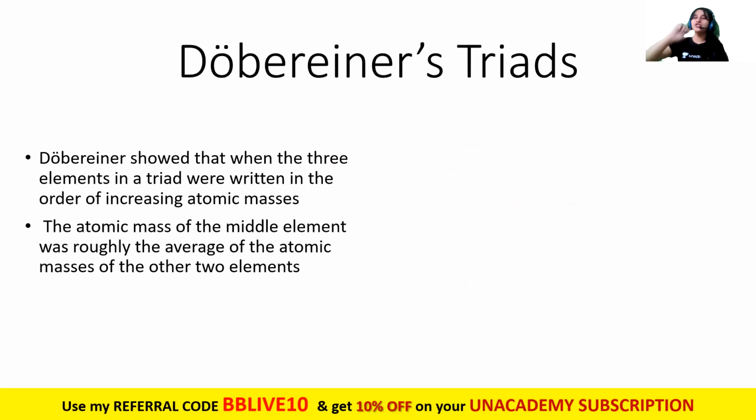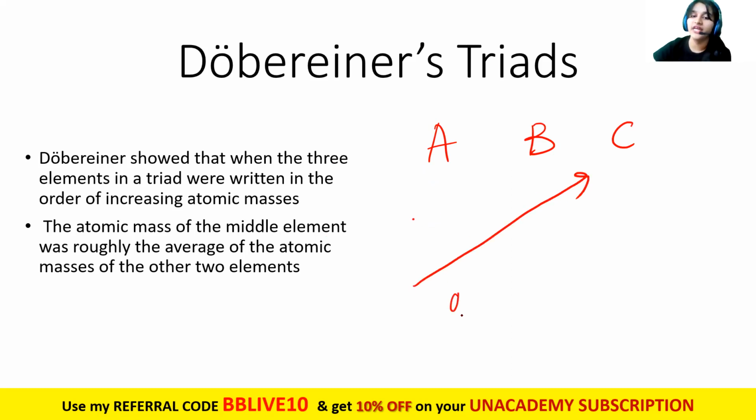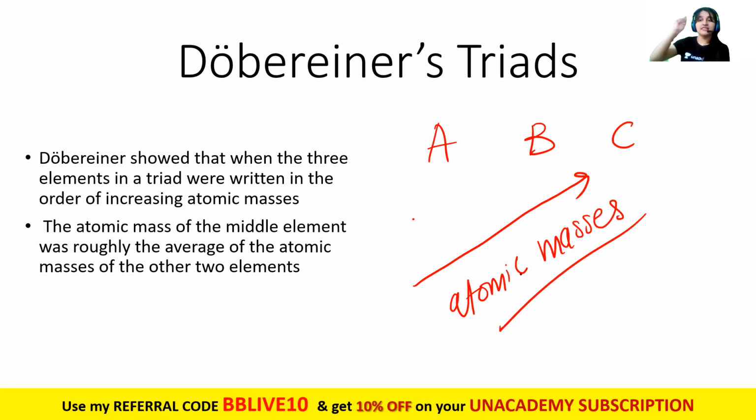So, when he took these three elements, let's say A, B, and C, he arranged them in increasing order of their atomic masses. So it was not haywire. These A, B, C were placed in their increasing atomic masses. So if this was 2, this is 4, and this is 6. That is correct. So increasing order of atomic masses.